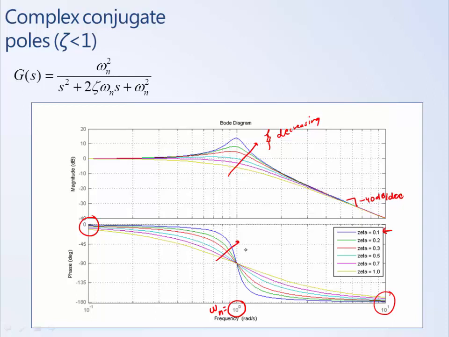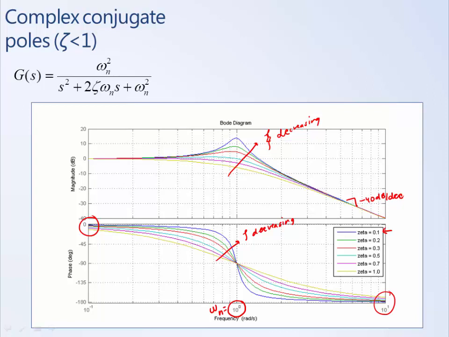And similarly, you can see what the effect is on the phase, where the S gets steeper. So the intermediate slope gets steeper with less damping.